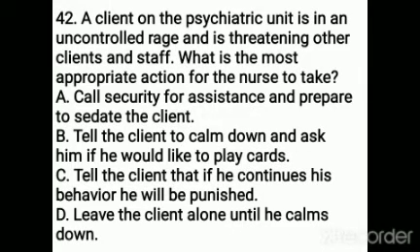Question number 42. A client on the psychiatric unit is in an uncontrolled rage and is threatening other clients and staff. What is the most appropriate action for the nurse to take? Options are: call security for assistance and prepare to sedate the client. Tell the client to calm down and ask him if he would like to play cards. Tell the client that if he continues his behavior, he will be punished. Leave the client alone until he calms down. Correct answer option A. Call security for assistance and prepare to sedate the client.